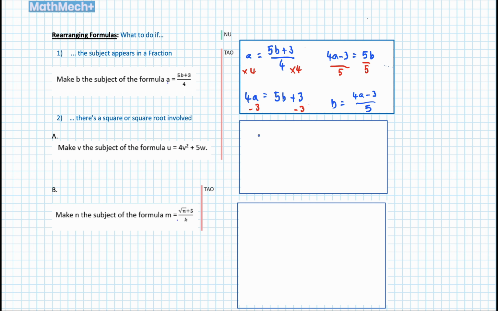For the next few, I don't need to do all these cancellation details. We're doing GCSE, so it should be known by now. Make v the subject of the formula u equals 4v squared plus 5w. Okay, straight in. u minus 5w. So plus 5w, we do the inverse on both sides, equals 4v squared. Our term 4v squared, so we want to divide by 4 on both sides.